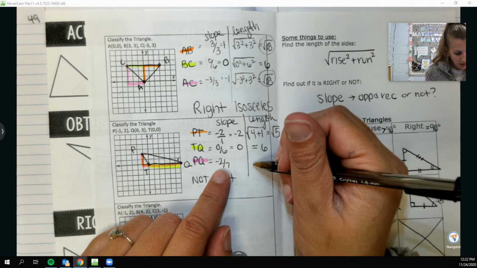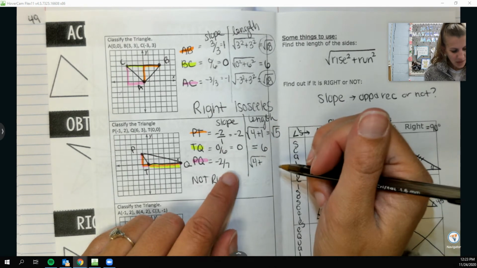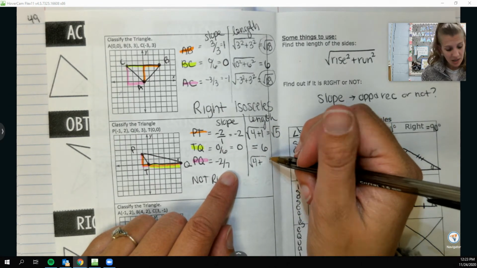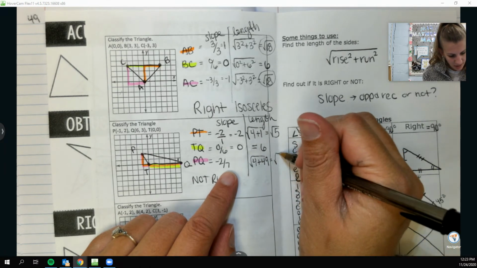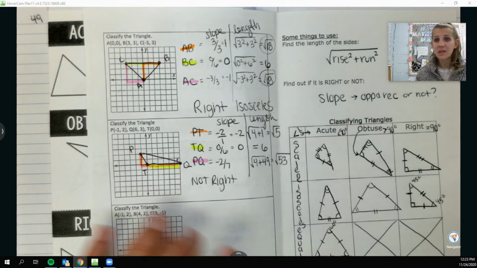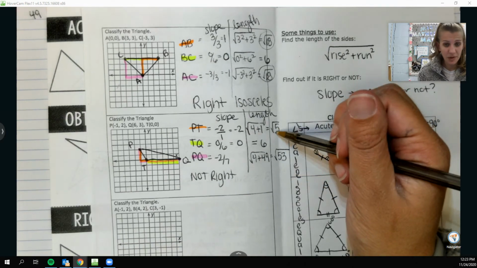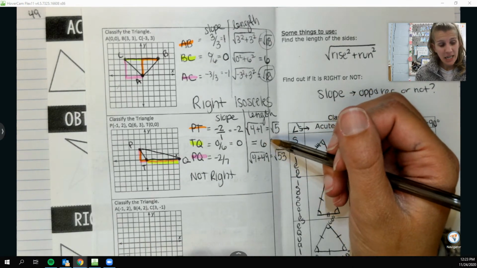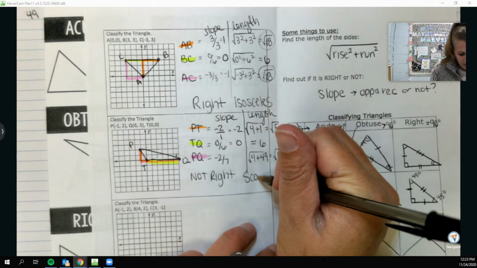And then this one down here, we're going to do -2 squared, which is 4, plus 7 squared, which is 49. So this is going to be the square root of 53. Don't know. But it's not the same as square root of 5. Also, it's not 6. So all of these are different, making it scalene.